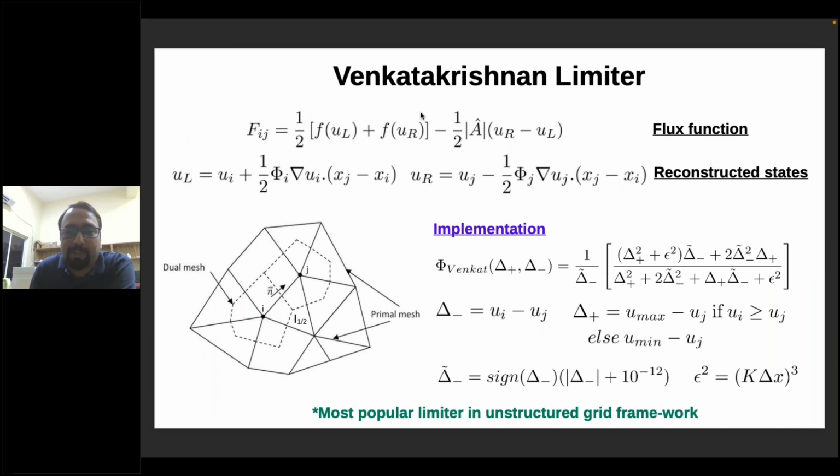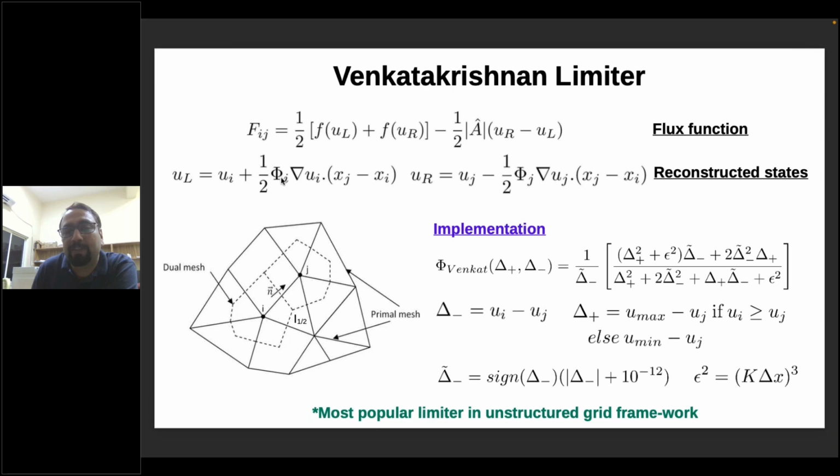Quickly, I'll go through the Venkatakrishnan limiter. You can see the cell I have made here, following our SU2 framework, which uses a dual mesh. You have a cell interface here, which will reconstruct values from the i and j cells and the gradients, and the left and right sides will be reconstructed. And you are limiting the gradient with this limiter function.